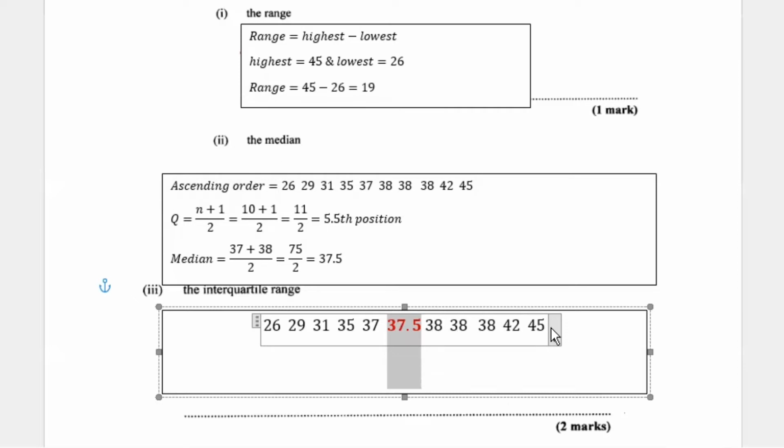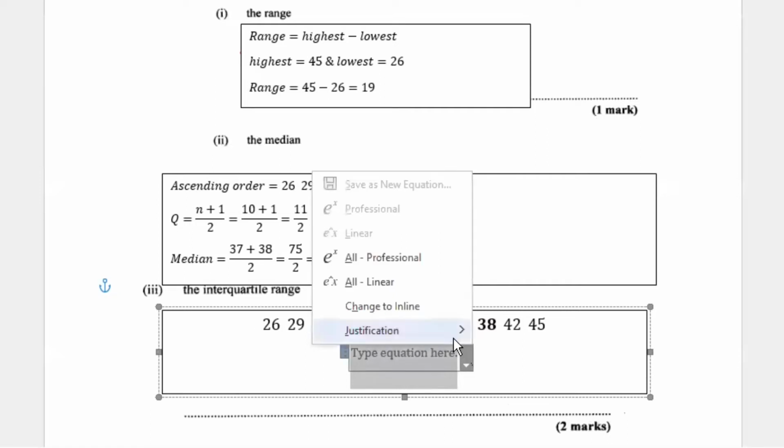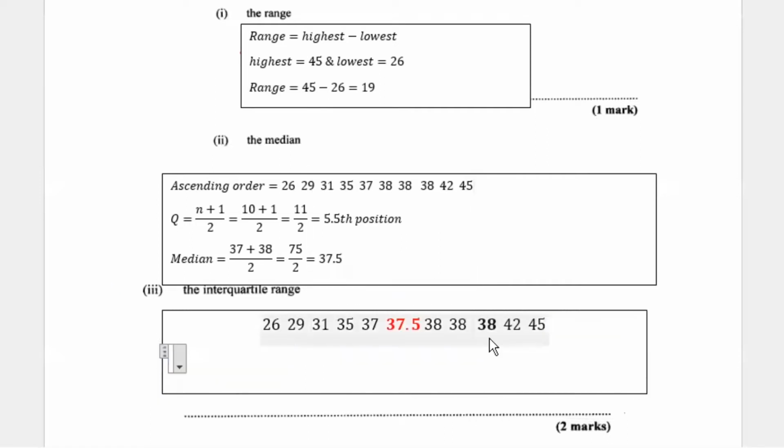We now need to find from this upper portion of the data set what the median is. So from 38 to 45, we need to find the median here. There are 5 numbers: 1, 2, 3, 4, 5. So the median is easy to identify. It would be the third number, which in this case is 38. So our Q3, which is our upper quartile, Q3 is equal to 38.